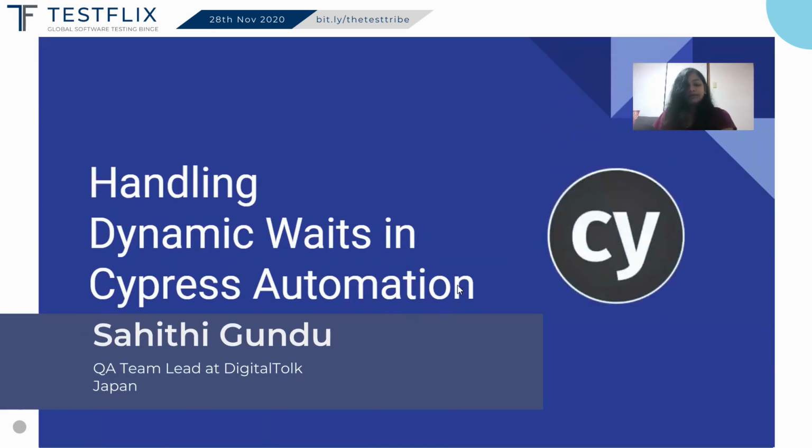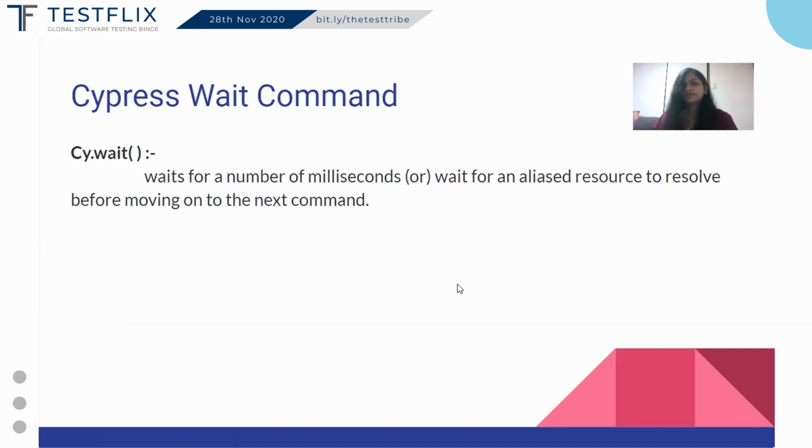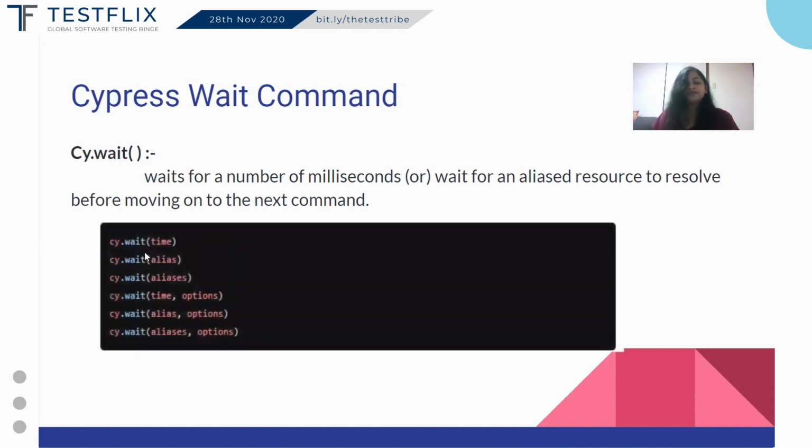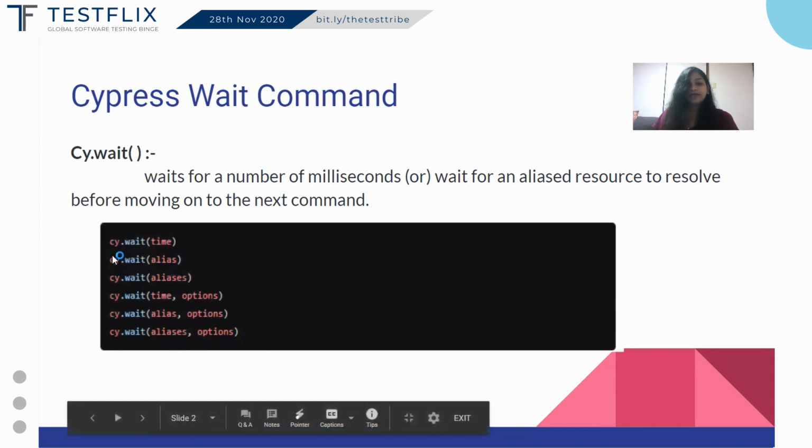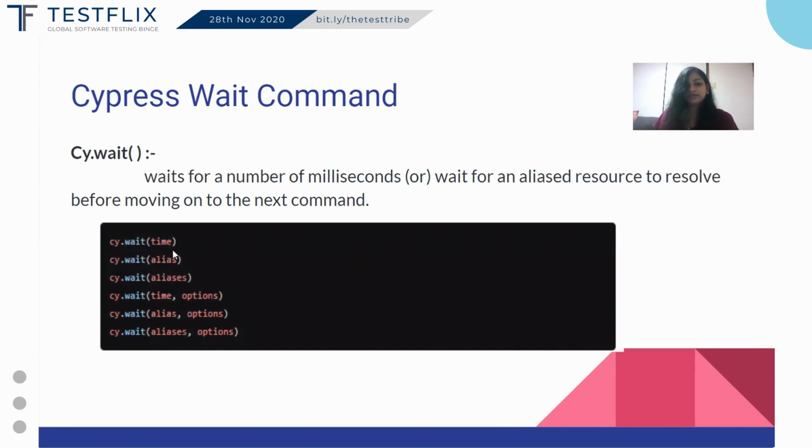It's the same as other tools like Selenium. We also have a wait command in Cypress, which we can mention as cy.wait. We can mention it in different formats. For example, with cy.wait we can specify a wait time in numerical milliseconds, and also we can mention aliases. These aliases may be used to store a particular element before, and later we can mention it in this format.